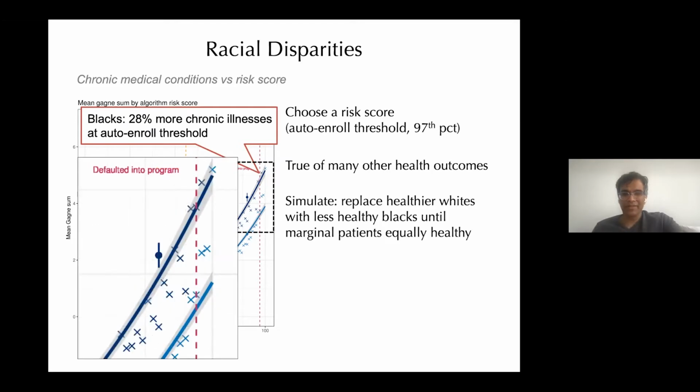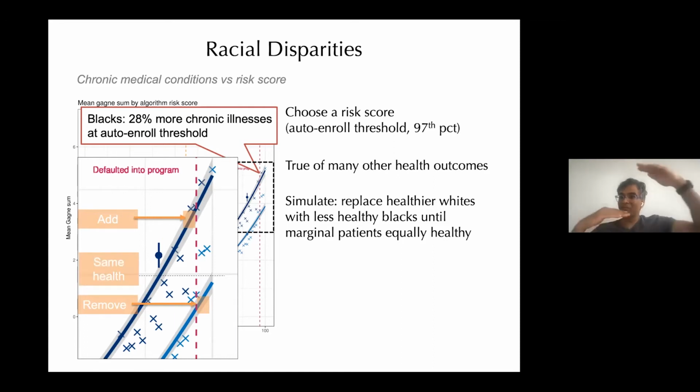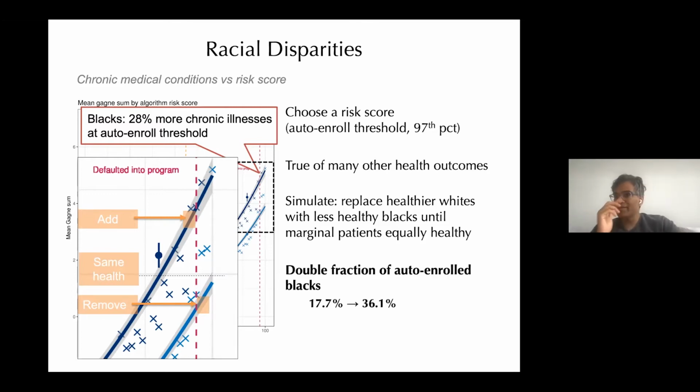So let's do the following. Let's zoom into that area and let's simulate adding sick blacks and removing less sick whites until we get equity. That is, at the margin, let's equate this and get rid of the bias. Were we to equate this and get rid of the bias, we would more than double the number of blacks enrolled in this program. So just so you get a sense of the magnitude of this, this is not small, this is a huge effect. It's as big as our resume effect. And in fact, it's as widespread, at least in the world of healthcare.